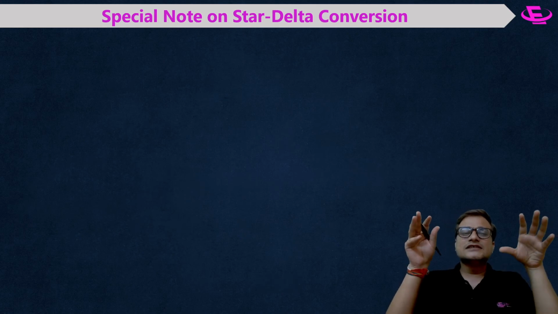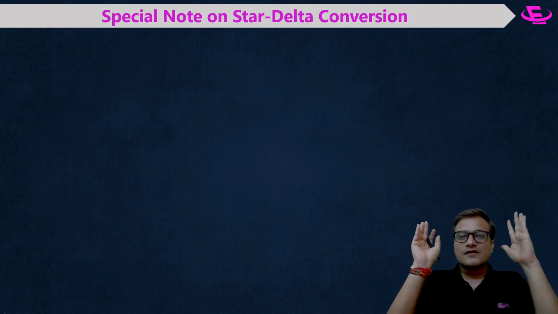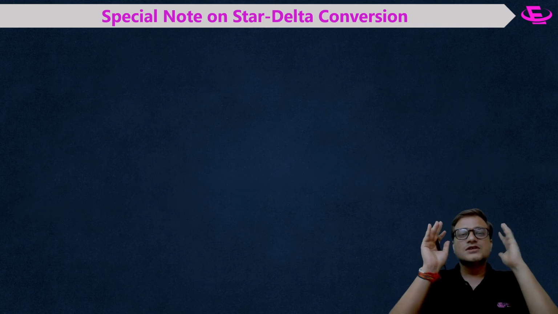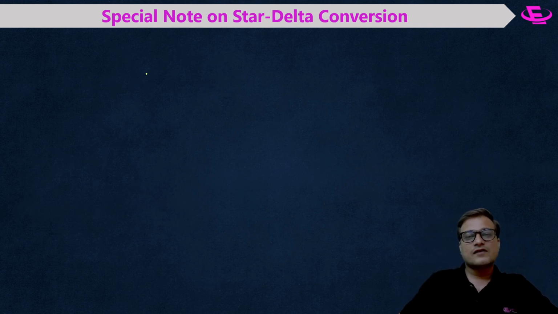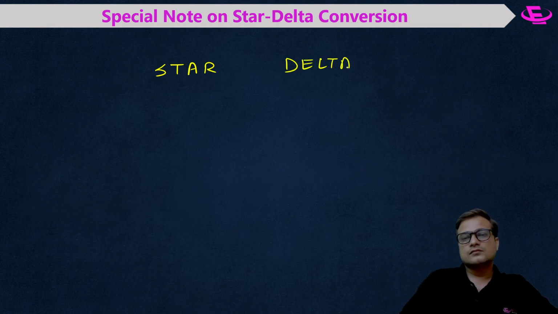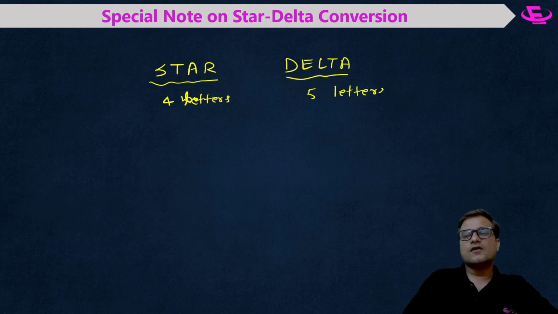Next, let us write a special note on star to delta conversion, and this is very important. What is the special note? Let us write star. Similarly write delta. Star, how many letters are there? 4 letters. Delta has 5 letters, D-E-L-T-A. Which one is more? This one is more, 5 letters.